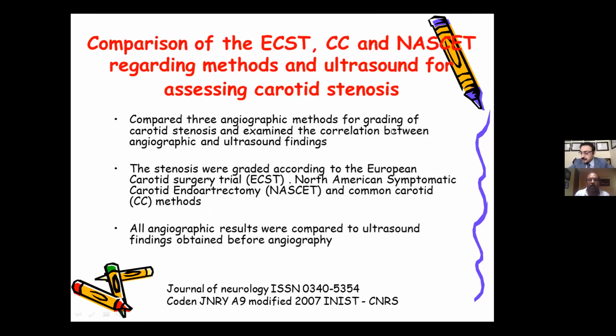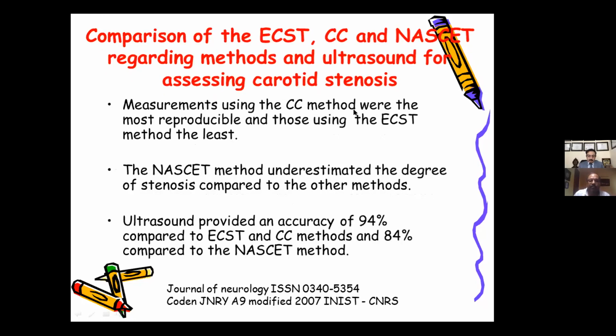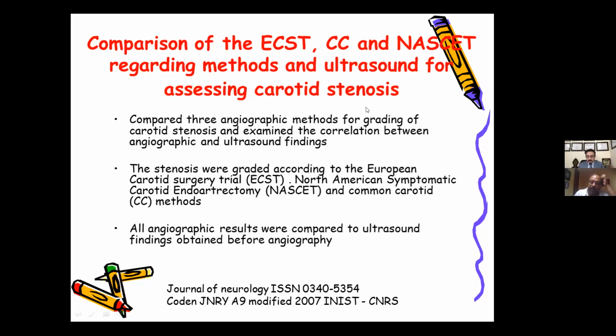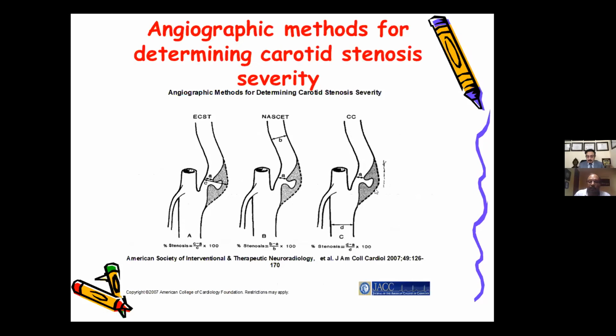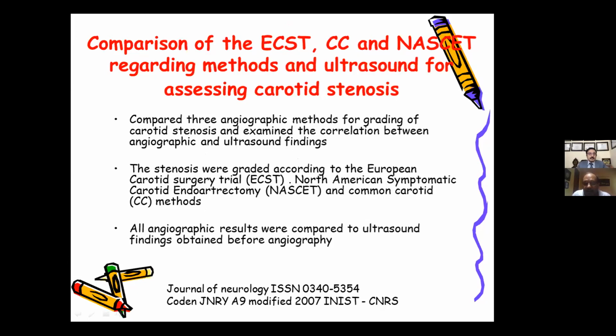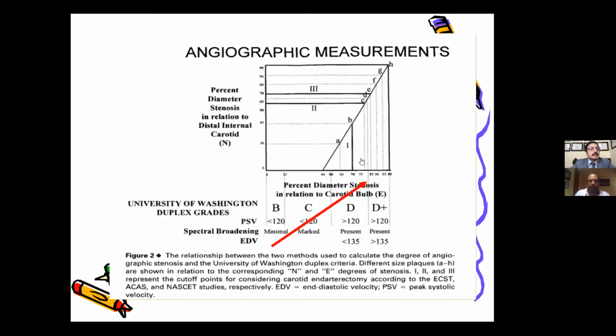Comparing three angiographic methods of grading carotid stenosis, the correlation between angiography and ultrasound findings was examined. The stenosis was graded according to all three methods. When these methods were compared, measurements using the common carotid method were the most reproducible, those using the European method were the least, and the North American was almost intermediate. It means that once you go back and look at your carotid vessel stenosis, the common carotid method should be more utilized if we are trying to correlate with duplex scanning. There is ample data on all these things.